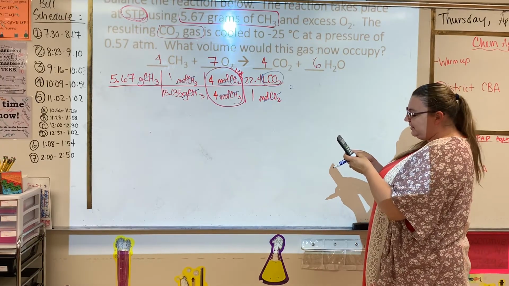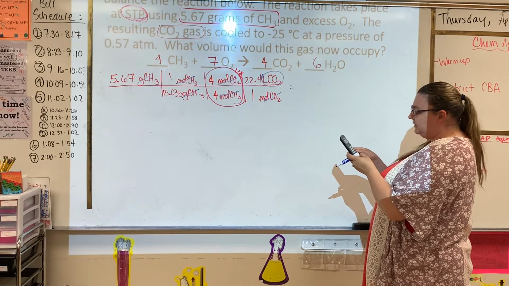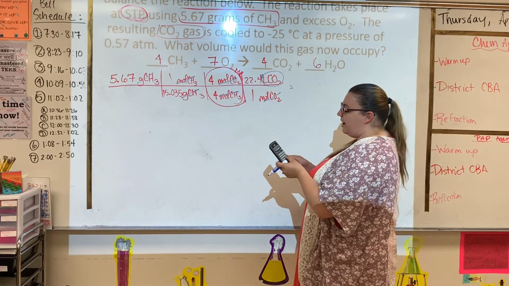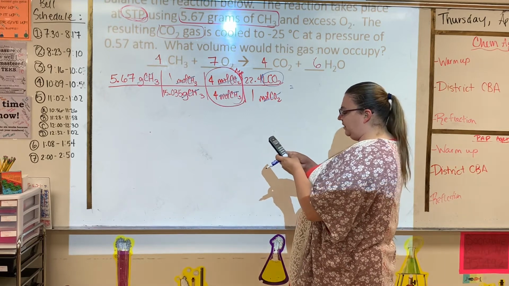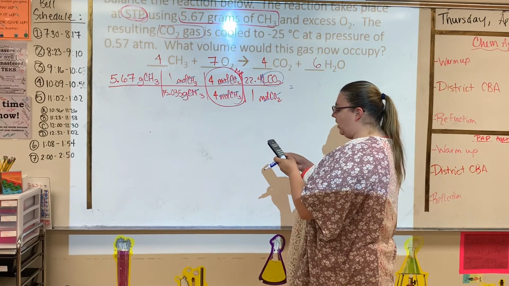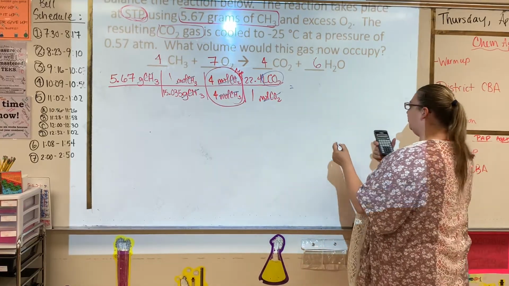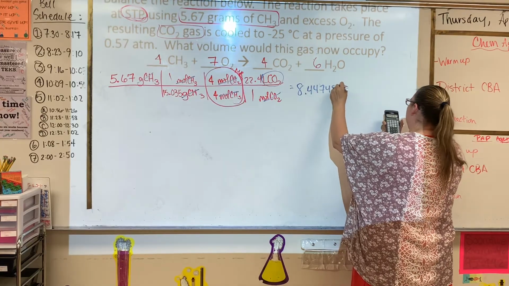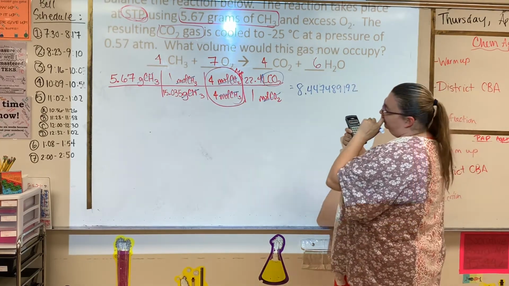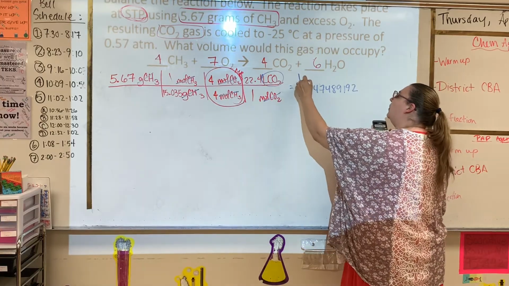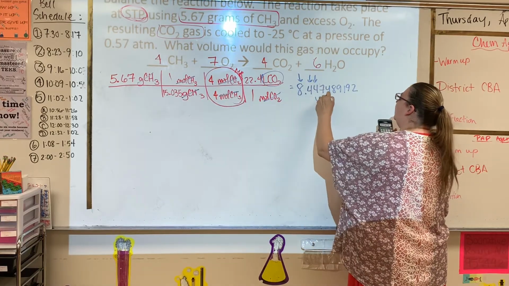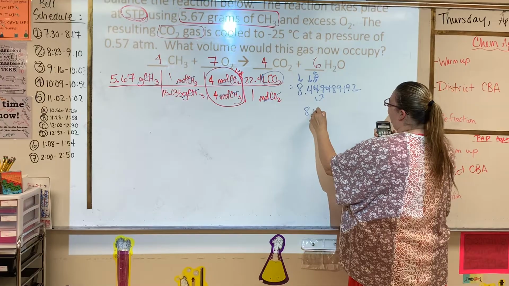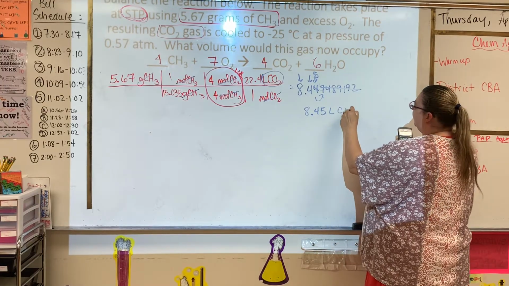Parentheses, 5.67 times 1 times 4 times 22.4. Close your parentheses. Divided by parentheses, 15.035 times 4 times 1. Close your parentheses and hit enter. This gives us 8.447489192. We need to round to 3 sig figs. 1, 2, 3. The number after that is 5 or more, so that 4 goes up to a 5. This is 8.45 liters of CO2.